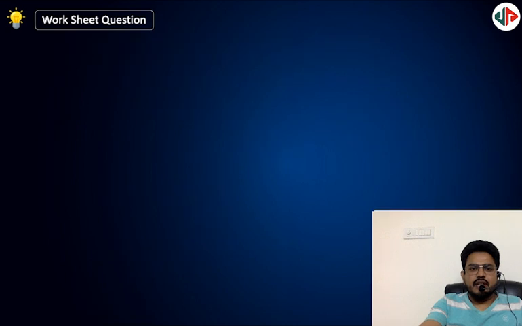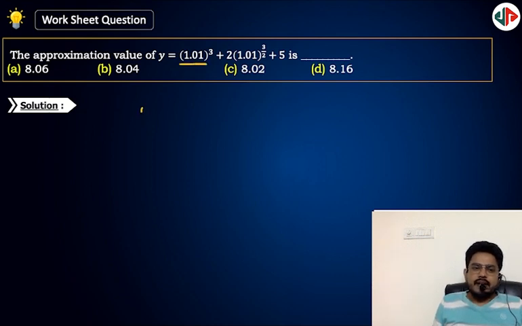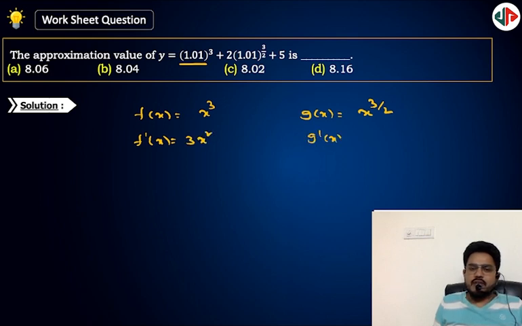The next question is the approximation of this, very similar to the previous question. f of x is equal to x power 3, g of x is equal to x to the power of 3 by 2. Here f dash of x is equal to 3x square, and g dash of x is equal to 3 by 2 into x power 1 by 2. In both cases, x is equal to 1, delta x is equal to 0.01. But additionally, 5 is there. Let us add 5 finally.